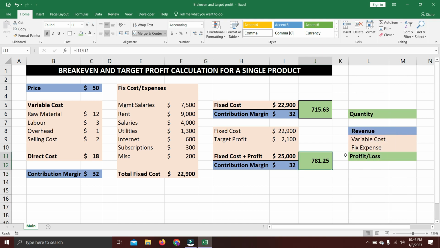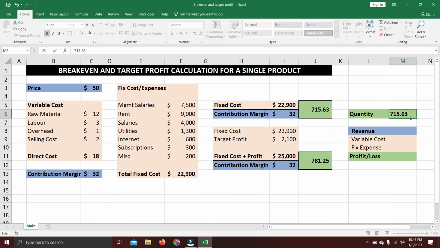Now we will verify these here. So first we will verify break-even. So we will take the same quantity, 715.63, or we can make it 716, because we cannot sell half a power bank, so we have to sell a full unit. So 716, and then revenue will be quantity into price. So I will multiply this with price and enter. So this means at this quantity our sales will be this much.